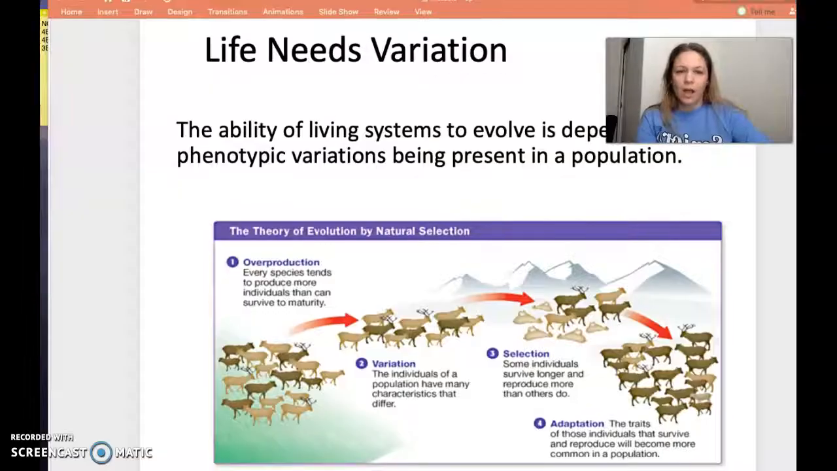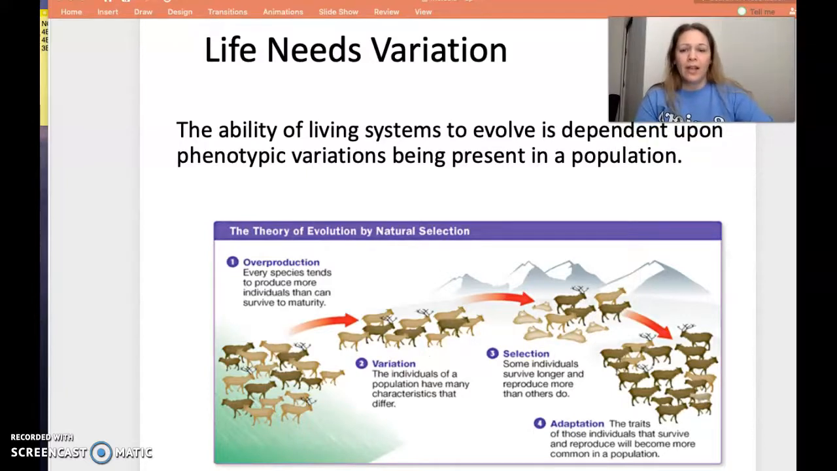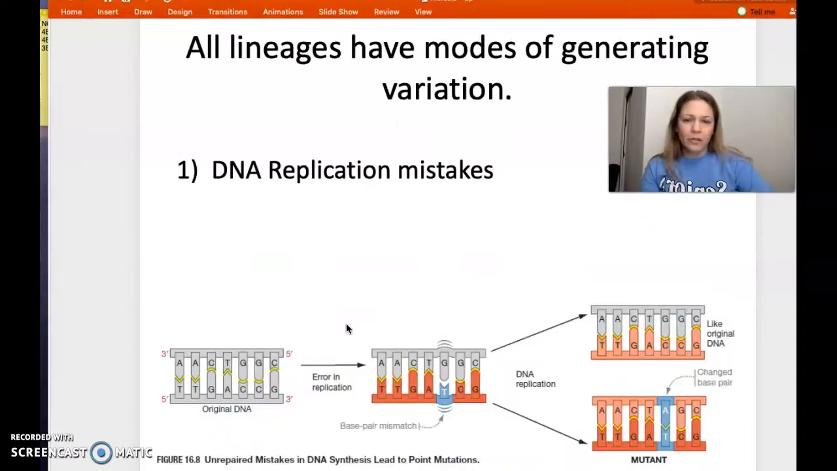All right, so just a reminder that life needs variation, and that's because of natural selection. If all the organisms are the same and have the exact same genes, then when the environment changes, whether that's new sources of prey, new predators introduced, or a wildfire, the organisms can't adapt to those changes. Populations can adapt because they have this built-in variation. There are different ways of creating variation depending on what kind of organism you are.